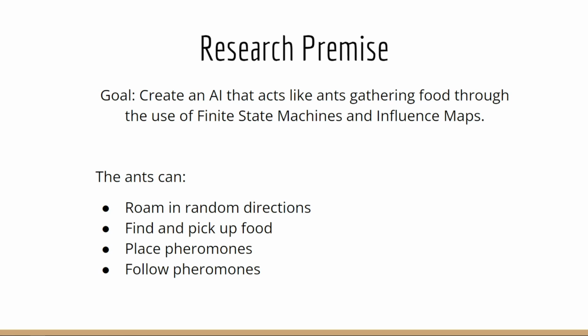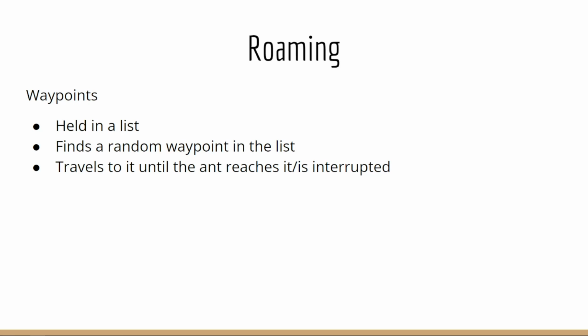In addition, once they find food, they place pheromones on their way back to the colony, and once they're done, they can follow the pheromones that they just placed, or other ants can follow these pheromones placed by this first ant. Starting with roaming, it is all based on waypoints, which have been placed all around the map. These waypoints are held within a list, and what it does is it goes through the list and finds a random waypoint, then determines which direction the ant should go. And the ant will continue to go along that path until it reaches it, or it is interrupted either by food or by a pheromone.